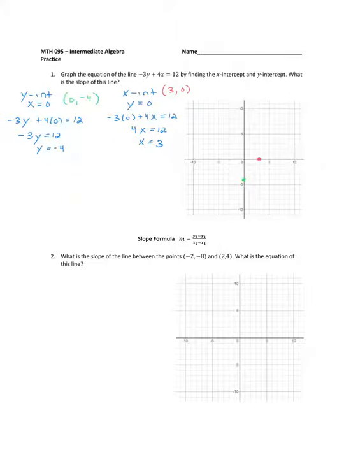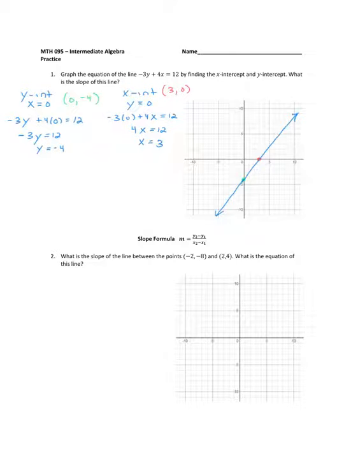Now that I have 2 points, I can simply draw the line that goes between them. So I'll do that in blue, and get something that looks like this. It's a pretty quick way to graph a line if it isn't solved for y. You can just plug in a couple of values for x and then y.